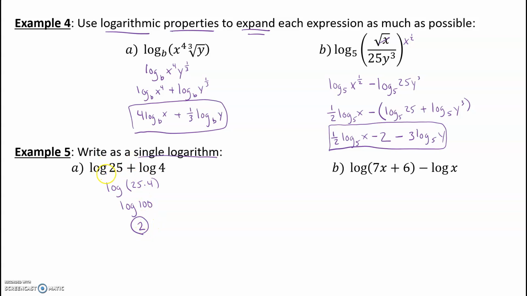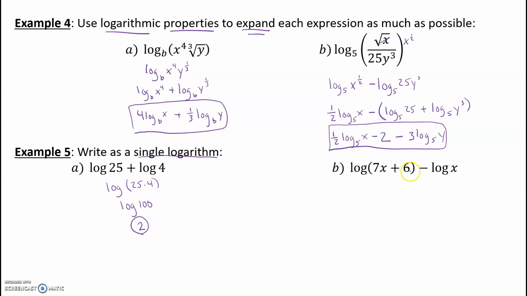So that one, when you condensed it, you could actually simplify, right? In the beginning, I don't know, 10 to what power is 25? Right? 10 to what power is 4? I don't know. But when you condensed it back into one single logarithm, you could actually solve. So it works both ways. Sometimes when you expand it, some stuff simplifies for you. And sometimes when you condense it, some stuff simplifies for you.